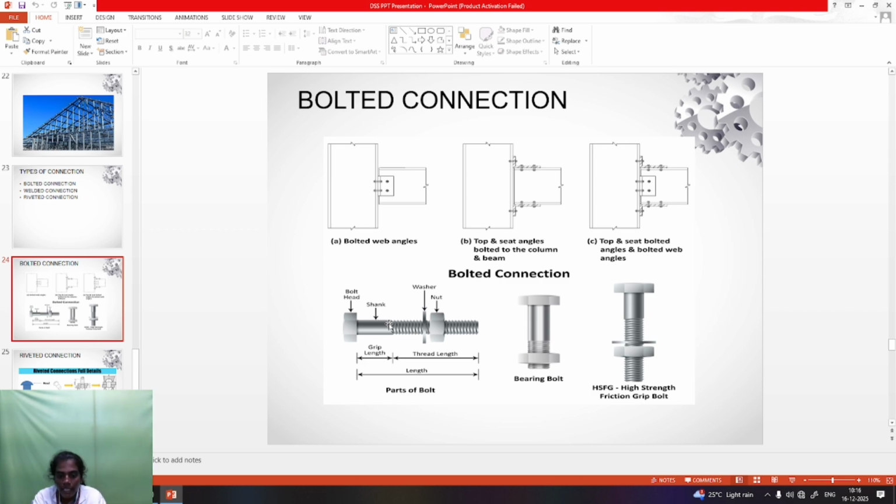Next, shank area means A_S. Thread area means A_N, the net area. The net area is the thread area, and the shank area is the overall area. So these are used for the bolted connection member.